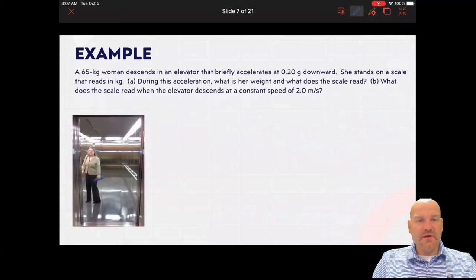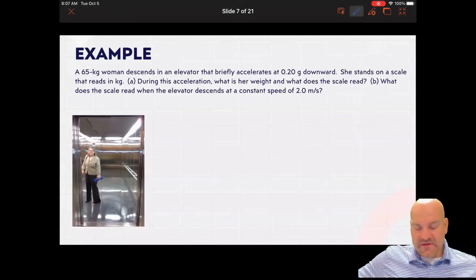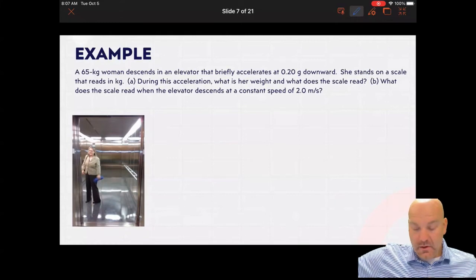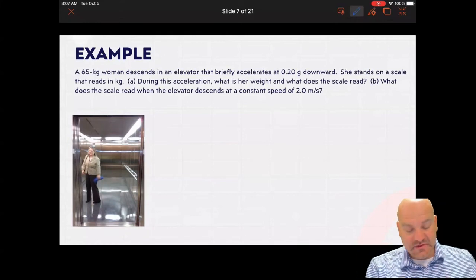Okay, so now the next question that pops up here are these what are called apparent weight questions. So this tells us that we have a woman descending an elevator that briefly accelerates downward. She stands on a scale that reads in kilograms. During this acceleration, what is her weight, and what does the scale read? B, what does the scale read when the elevator descends at a constant speed of 2 meters per second?